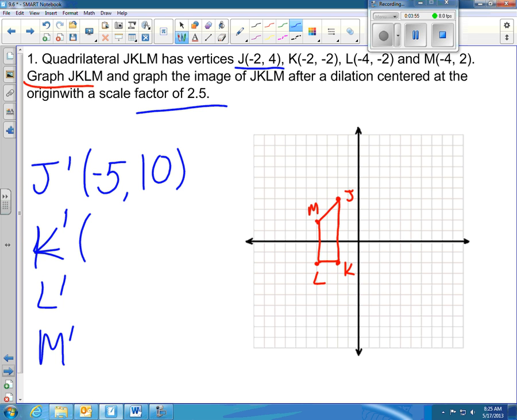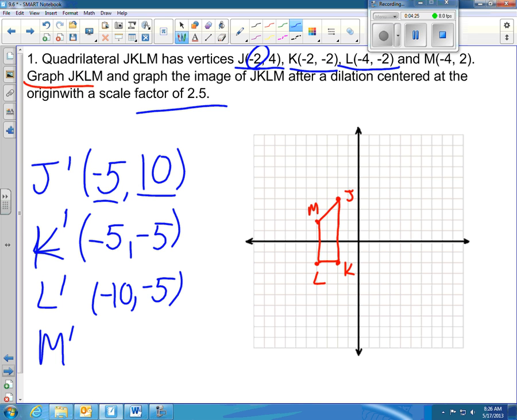All right, K prime. Well, if we look here, K is -2, and we've already found what happens when we take -2 times the scale factor of 2.5. We found that right here, and we get -5 for both of them. All right, L prime. L here is -4. Hey, we know what happens when 4 is times the 2.5. We get the 10. So if it's a -4, we'll get -10. Again, we already know the -2 turns into a -5.